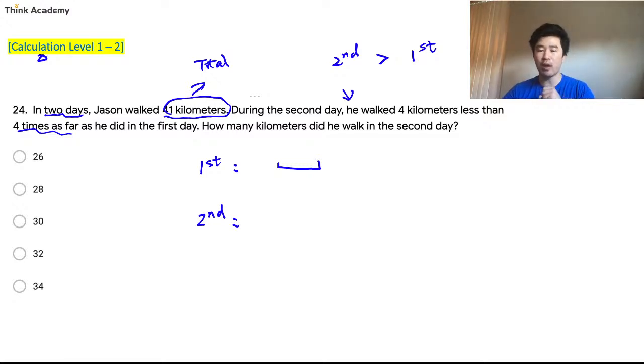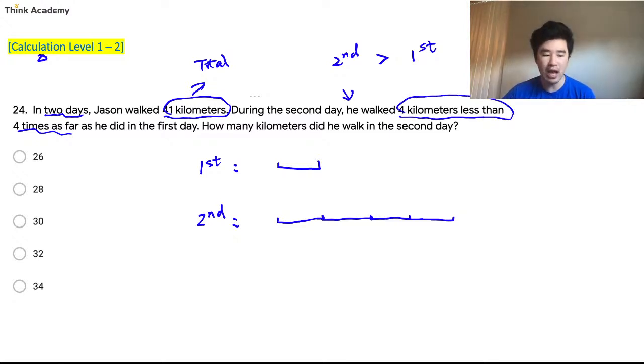We know for the first day we have 1 line segment. So can you guys tell me how many line segments should we have for the second day? We are going to have 4 times as far, right? 4 line segments. So let's draw our 4 line segments. 1, 2, 3, and 4. However, is that the distance we travel in our second day? Yes or no? No, because we are having 4 kilometers less than 4 times the line segment.